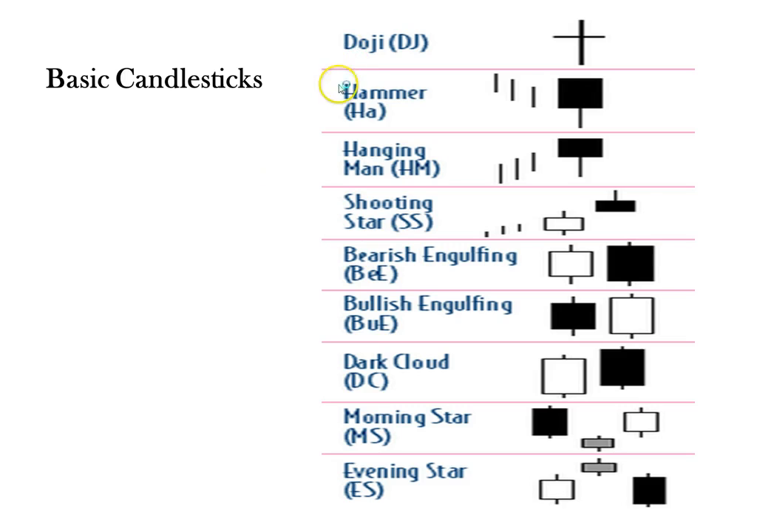So we've discussed a doji, a hammer, a hanging man. Now we're looking at a shooting star. The shooting star indicates an end to an up move. The body of the shooting star does not gap up over the previous day.